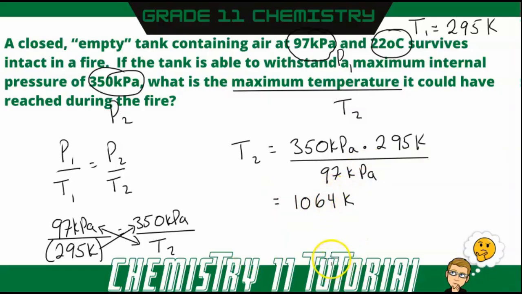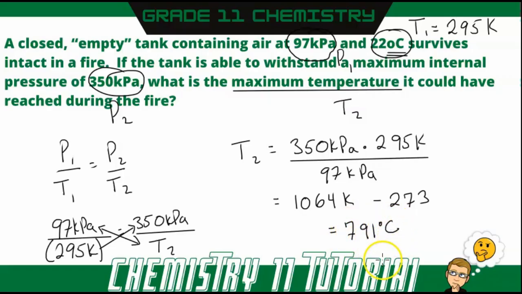1064 Kelvin. But what we typically like to do, if the question is giving information in Celsius, we should probably return the answer in Celsius as well. So let's subtract 273 to turn this back into the Celsius scale. So when we do that, we get 791 degrees Celsius.